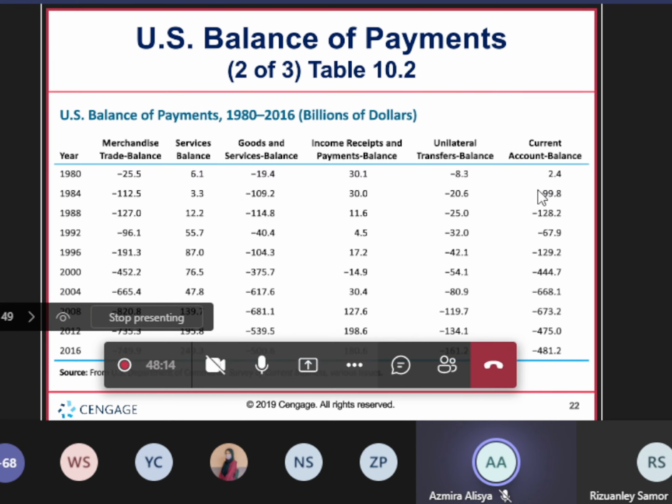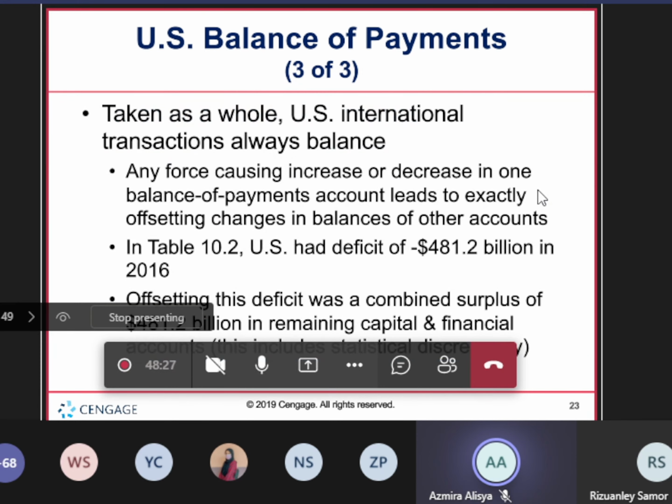Okay, that's what I was saying. This current account balance of minus 481 must be balanced by the financial and capital account. Yes, obviously, here offsetting this deficit, that one just now, in the current account balance. This deficit was offset by a combined surplus of.